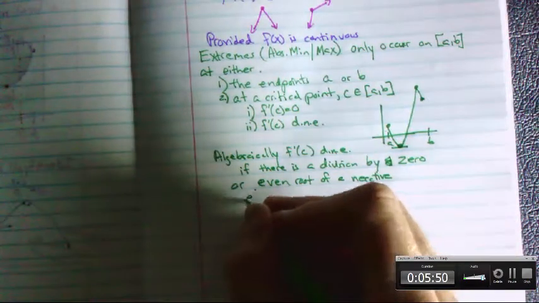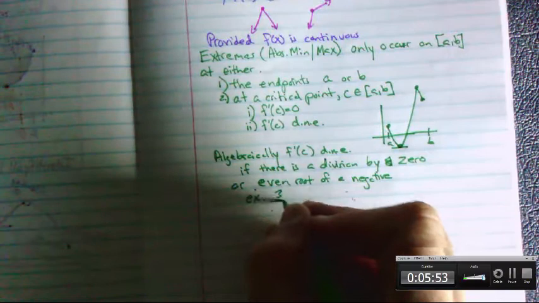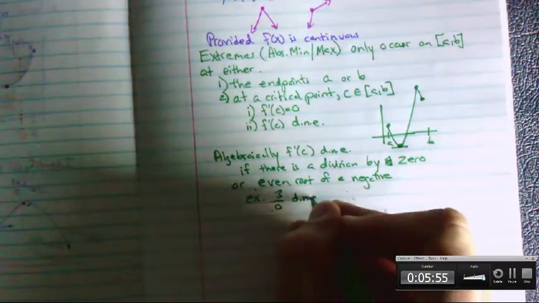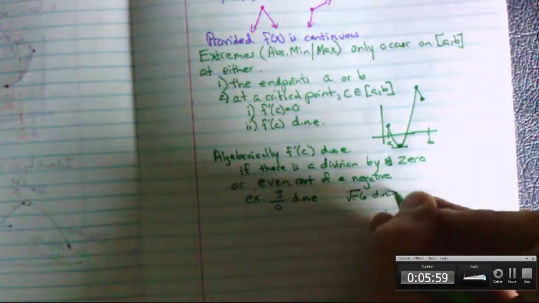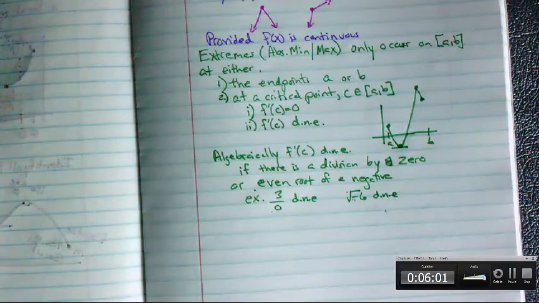Okay, and so for example, 3 divided by 0 does not exist. Square root of negative 6 does not exist in the real number system. Square root of negative 6 is an imaginary number, not a real number.